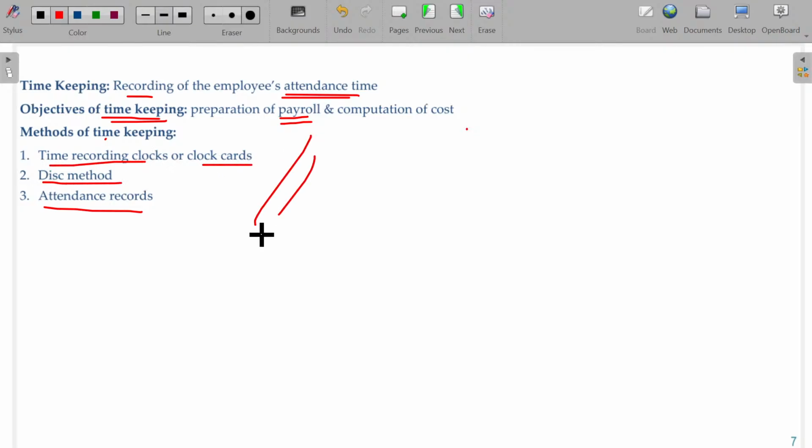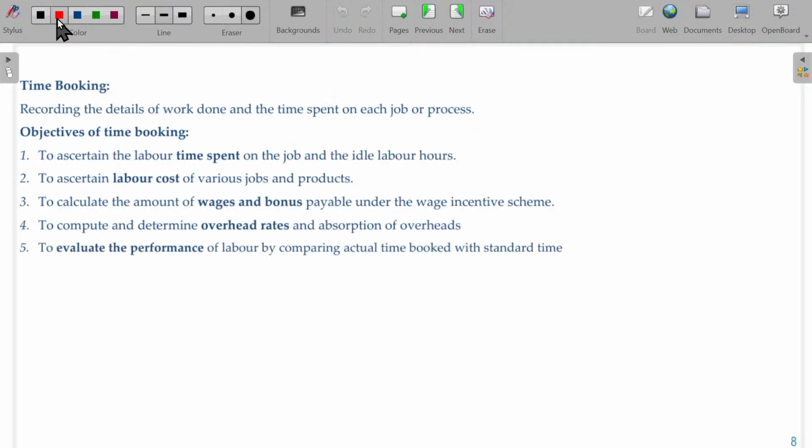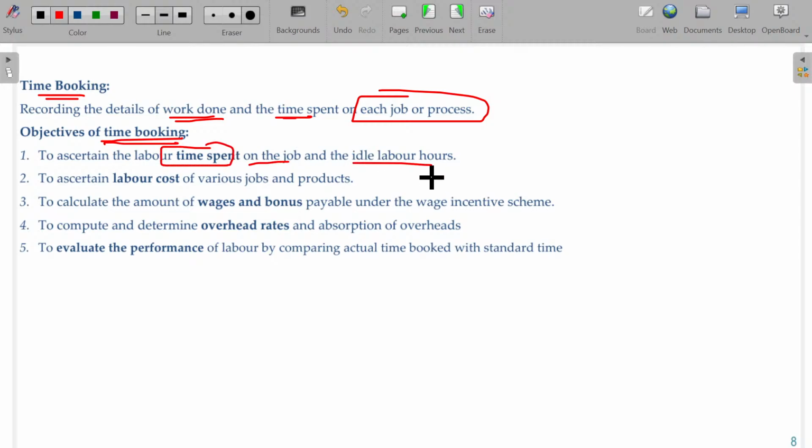Currently, we have the modern biometric model. Then what is called time booking? Recording the details of work done and time spent on each job or process in the day. How many hours are spent on every job or process? The main objectives of time booking are to find out the time spent on the job and the amount lost due to idle time hours. Everything can be calculated: ascertaining the labor cost of various jobs and products, calculating wages and bonus payable, overhead rates, and evaluation of performance.